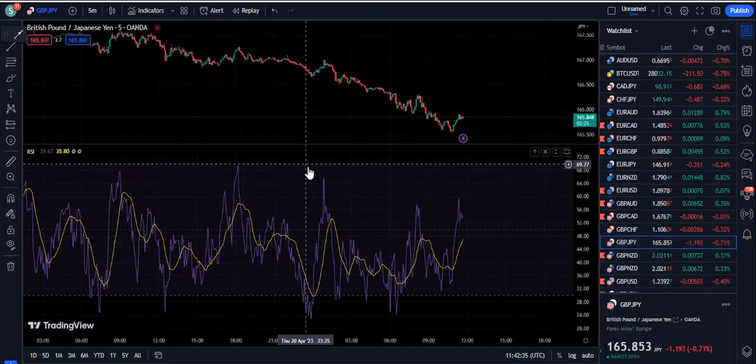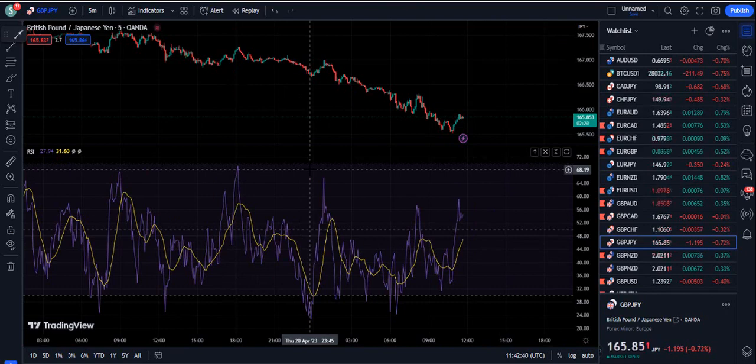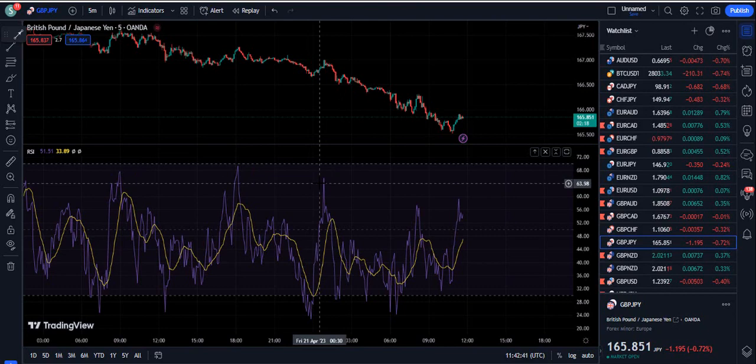Okay, one common mistake that traders normally make is relying only on the RSI indicator to make their trading decisions. Okay, so this is quite wrong, guys. Please understand, this is wrong. The RSI is just one tool among many others.